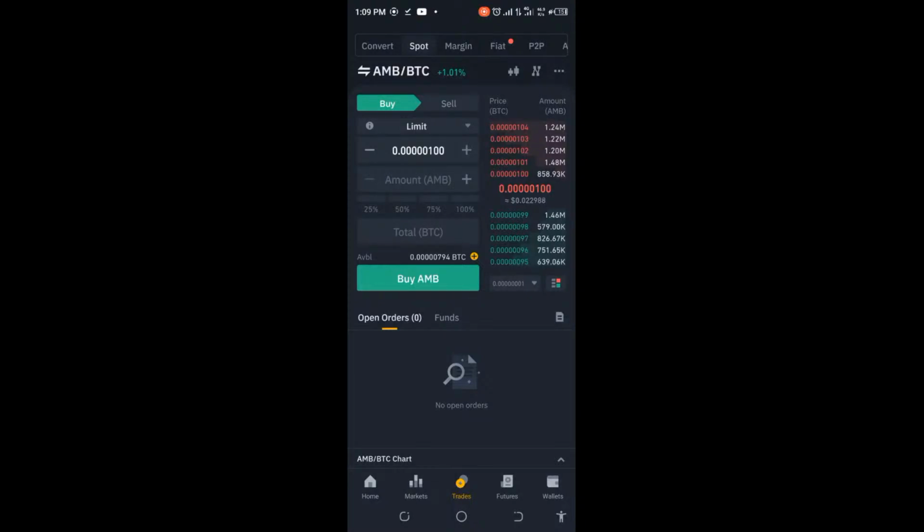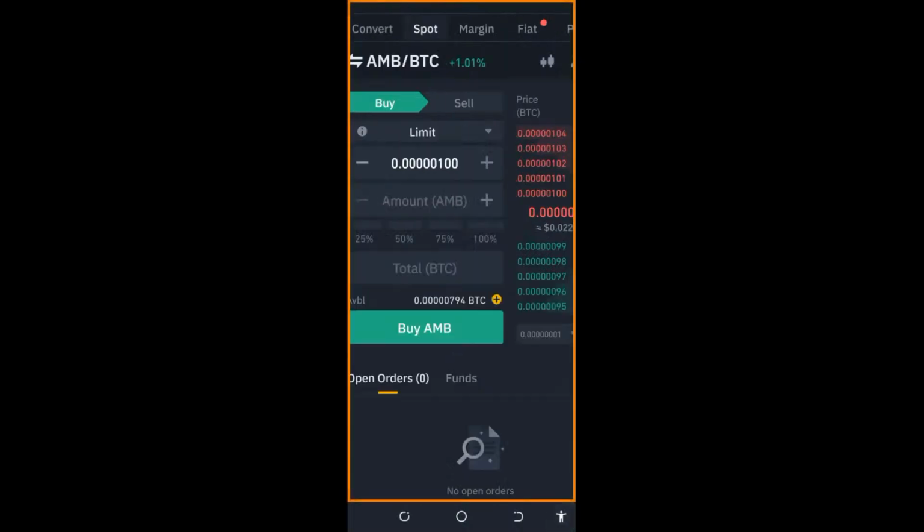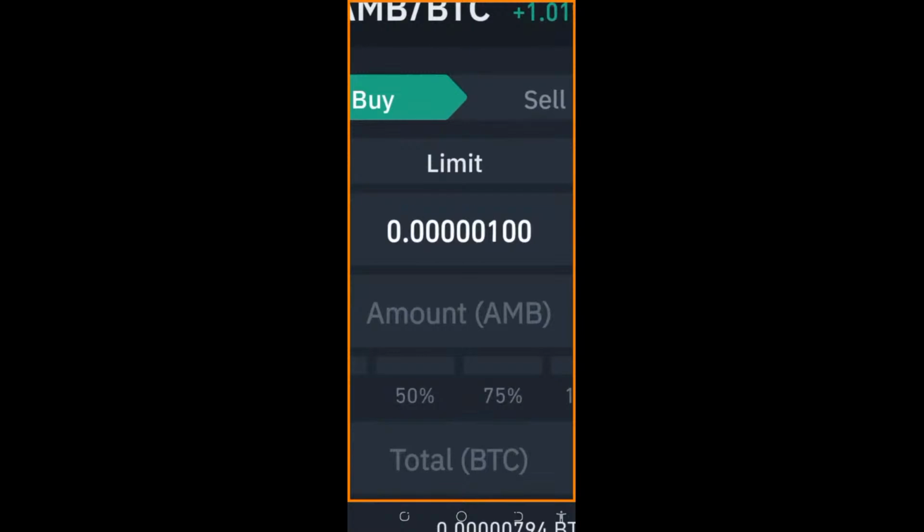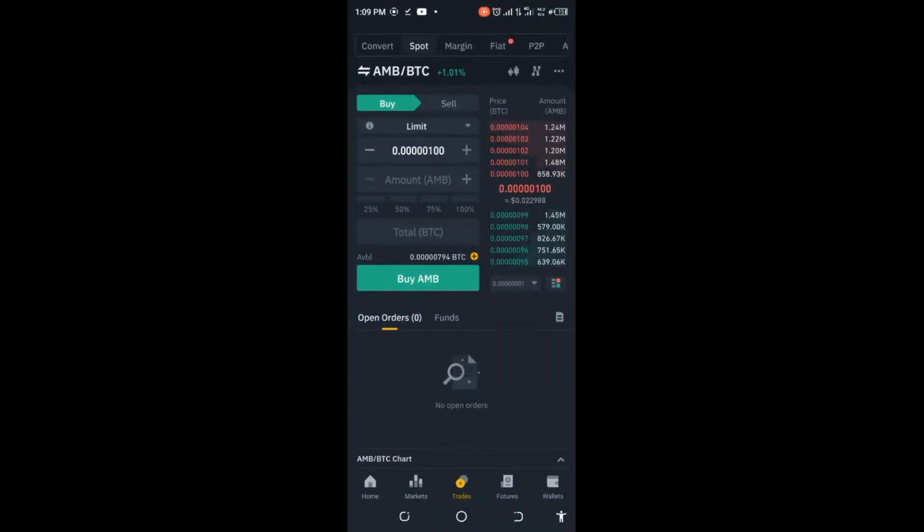Binance and KuCoin. I think those are my favorites. Okay, so let's go ahead and see what we have here. This is currently the price. As you can see, it's 0.00001. That's 5 zeros, then 1.